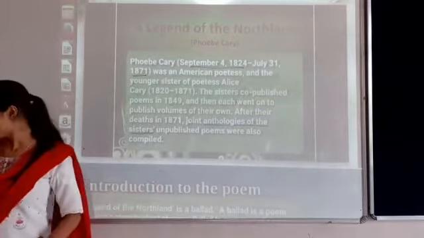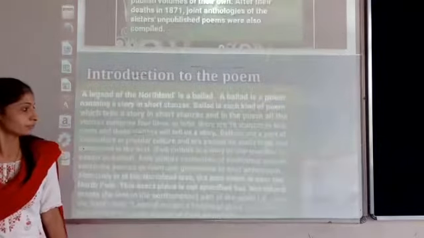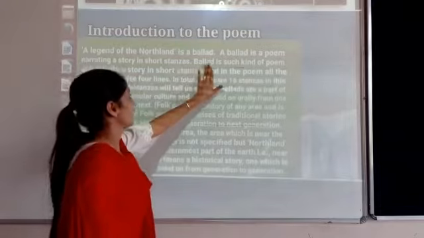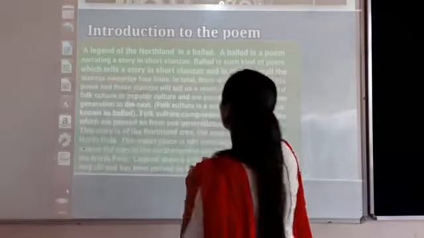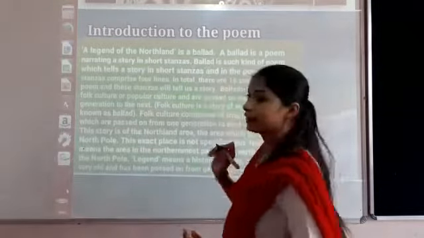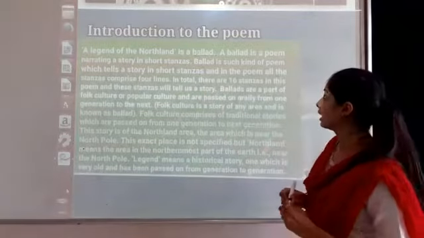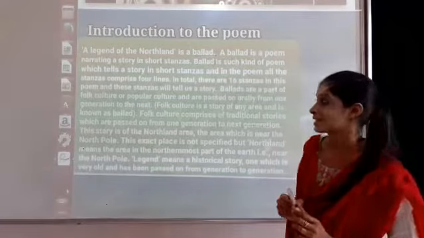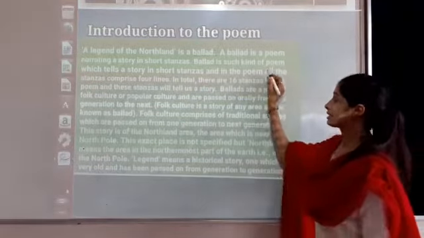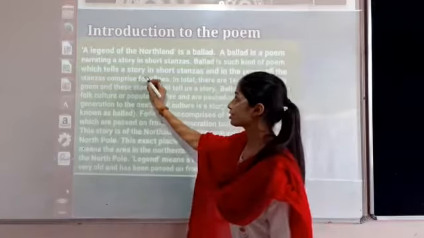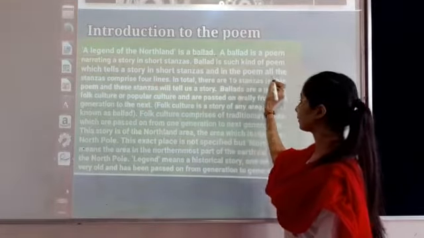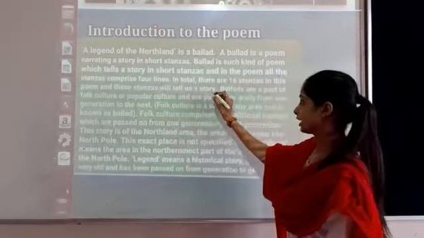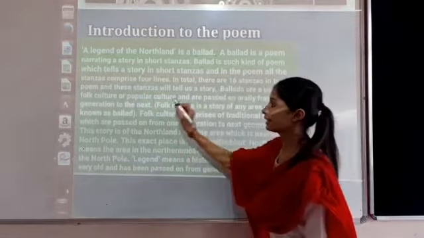Now we'll see the introduction of this poem, A Legend of the Northland. This is a ballad. A ballad is one of the forms of poem. A ballad is a poem narrating a story in short stanzas. All the stanzas comprise 4 lines. In total there are 16 stanzas in this poem.